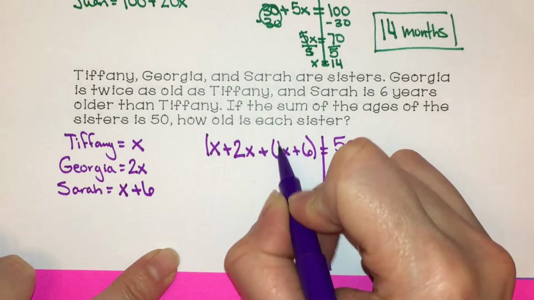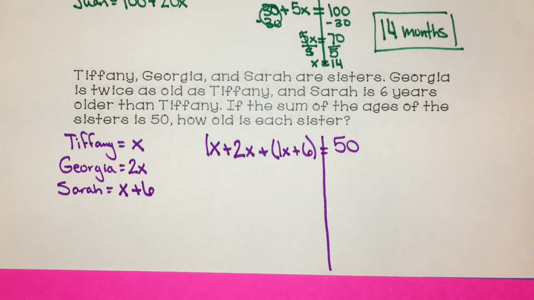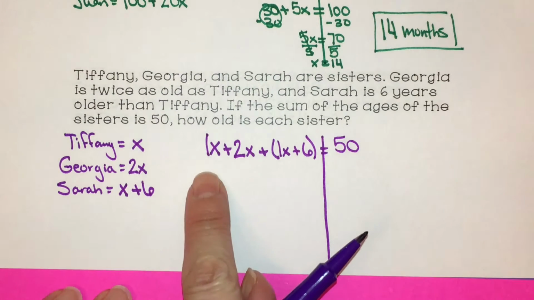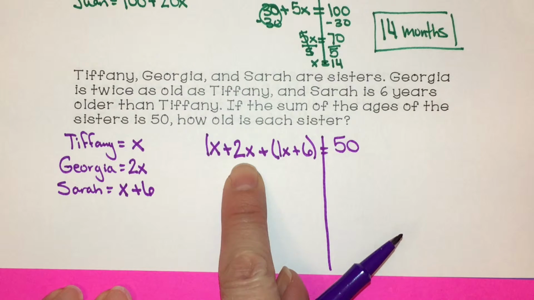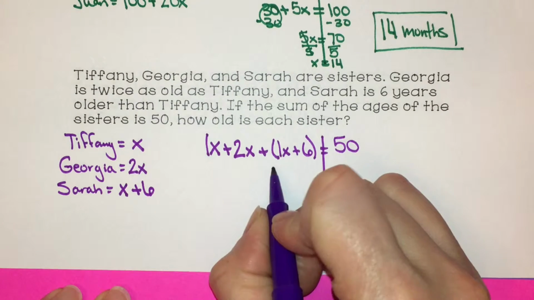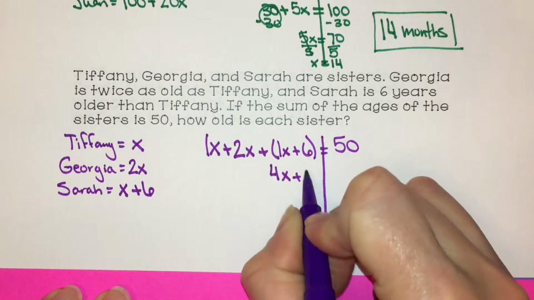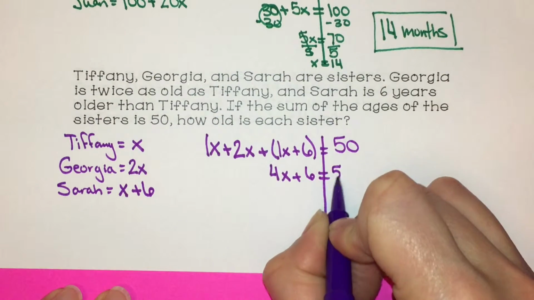I have another x in here, so that's also 1x. I'm just going to start by combining like terms. 1x plus 2x is 3x. 3x plus 1x is 4x. So we have 4x plus 6 equals 50.